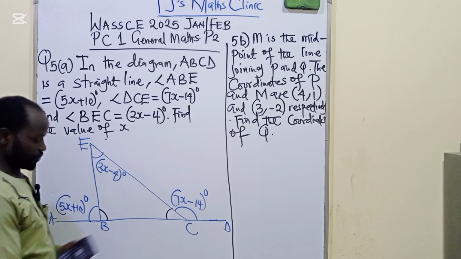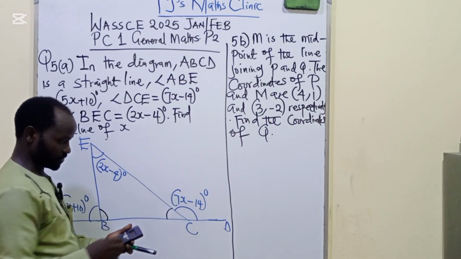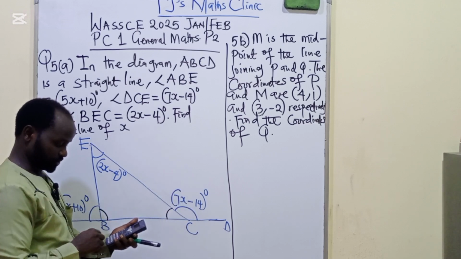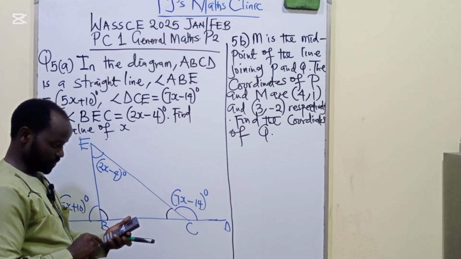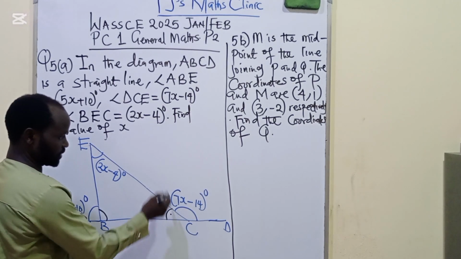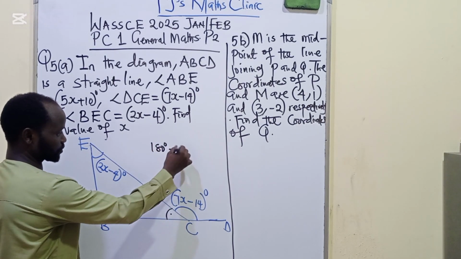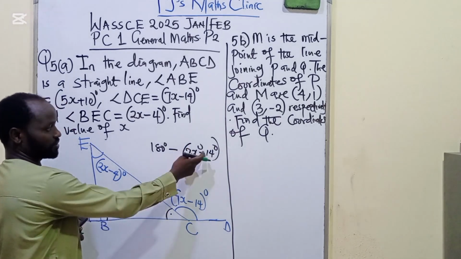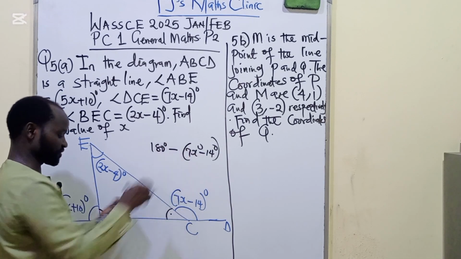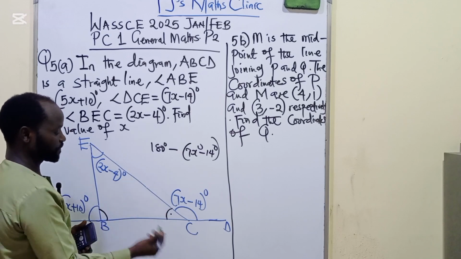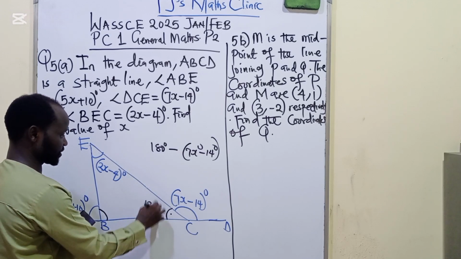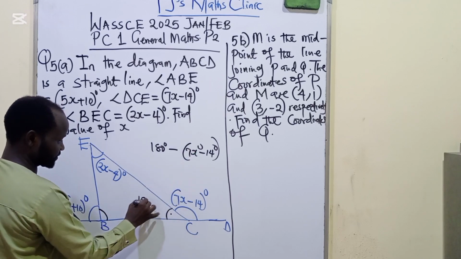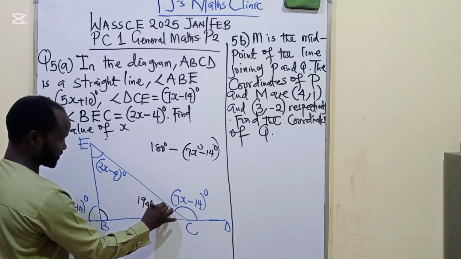So we can easily say 180 degrees minus 7x minus 14 will be 180 degrees plus 14. The reason is, the angle at this point will be 180 minus 7x minus 14 degrees. Minus times minus is positive, so it will be 180 degrees plus 14, which is 194. Here will be 194 degrees minus 7x degrees.